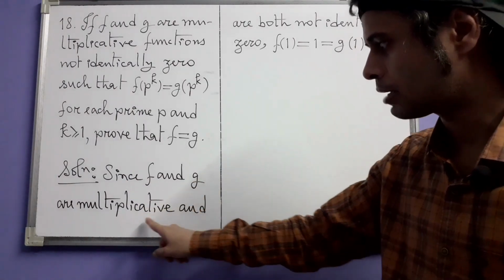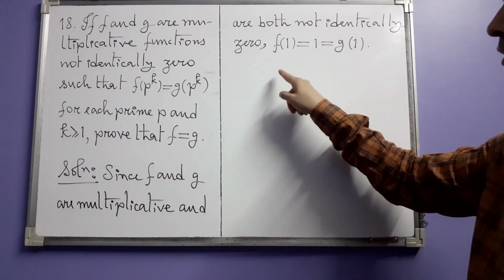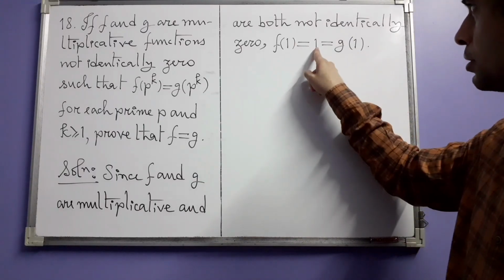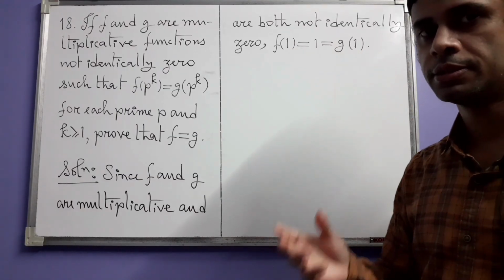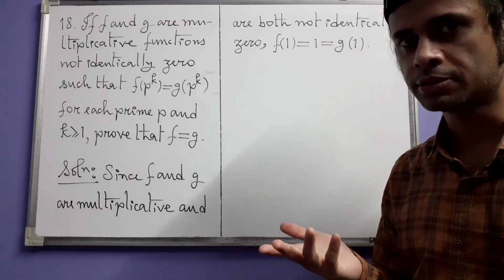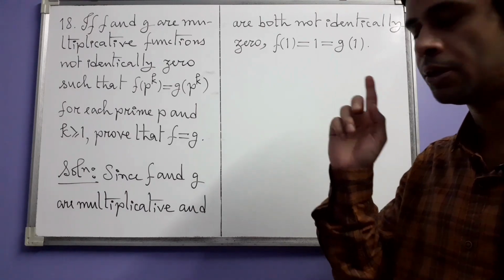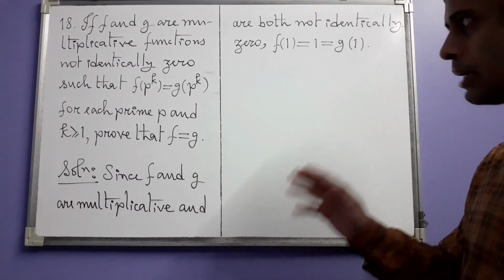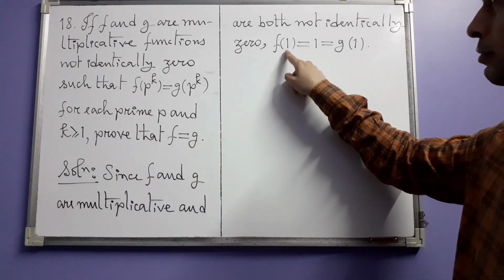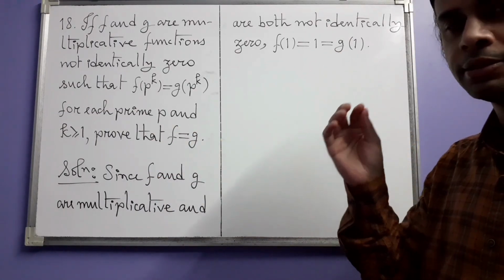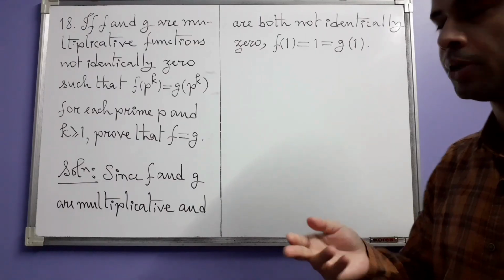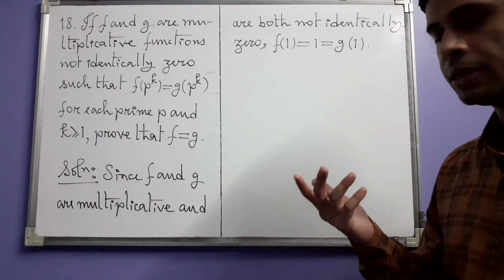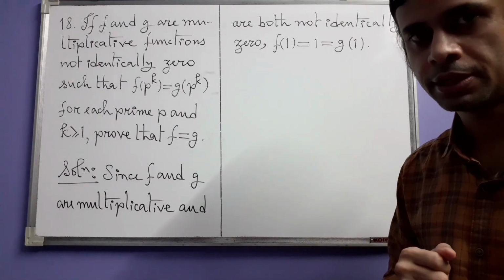Since f and g are multiplicative and are both not identically 0, both of them have the value 1 when the input is 1. This is a property of multiplicative functions which are not identically 0 that we already proved when we were going through the results of this section. So at least f and g behave in exactly the same manner when the input is 1.